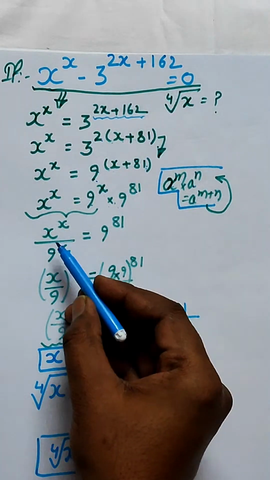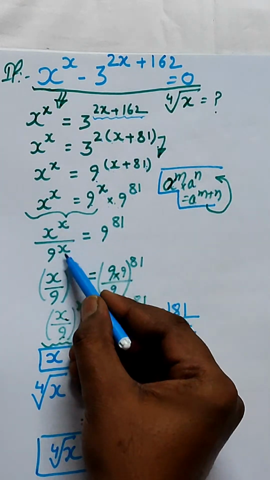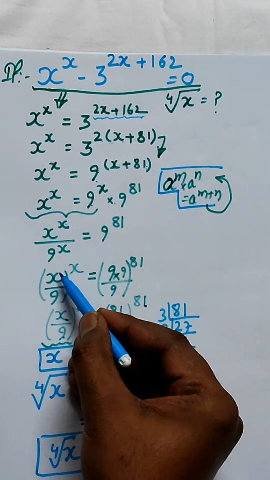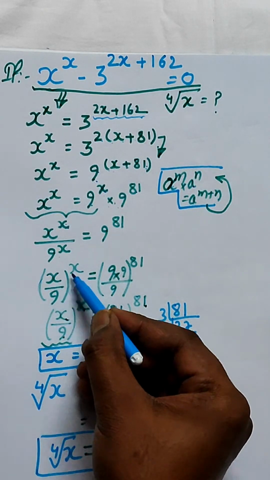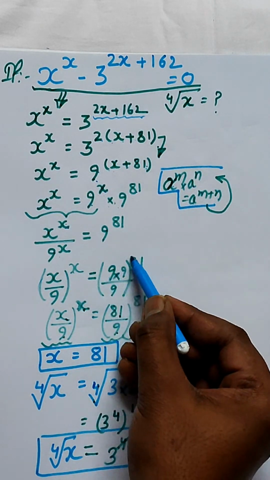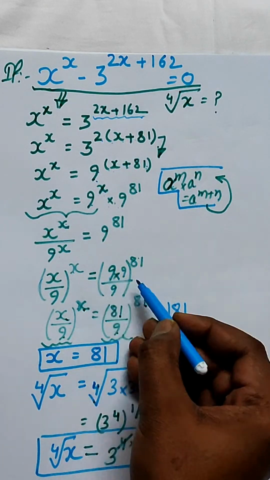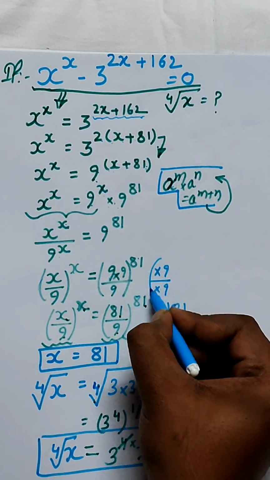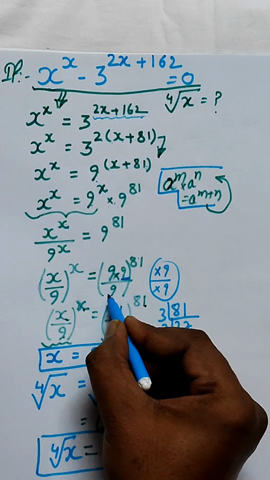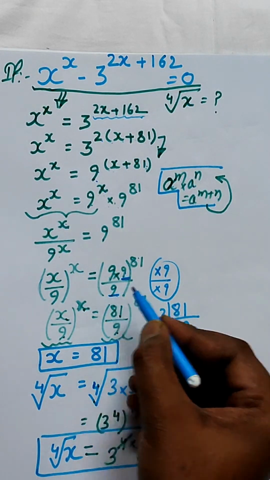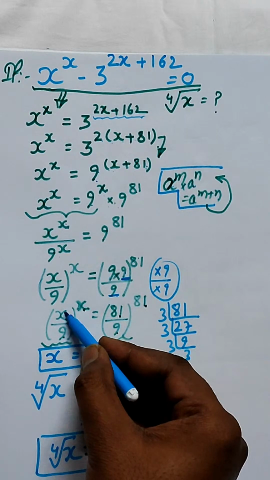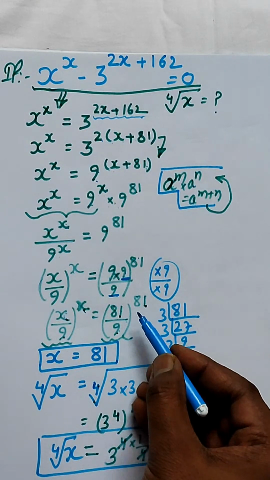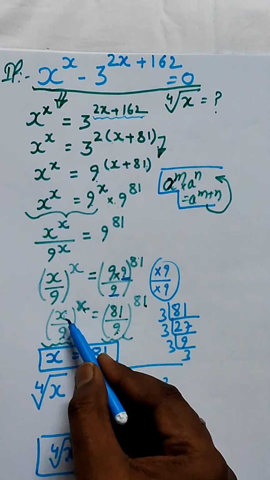So, explaining the steps going forward. Since x to the power x and 9 to the power x both have exponent x, we can write it like this: x by 9 power x is equal to 9 to the power 81. Now, in this step, what we did, we just multiplied 9 into the numerator and denominator over here. You can see this 9 in the RHS, numerator and denominator. So it's converted like this: x by 9 power x, the same in the LHS, equal to 81 by 9 power 81. Right?